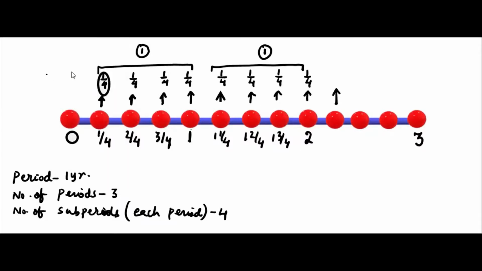If you do in advance, you have to write it due. We'll go to that later. 1 by 4 here, 1 by 4 here, 1 by 4 here, 1 by 4 here. This total is 1.